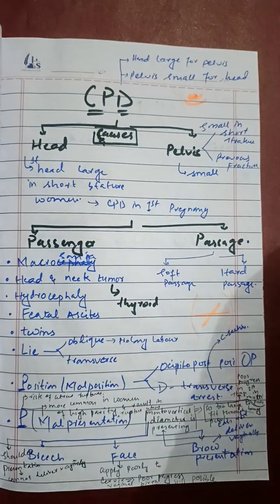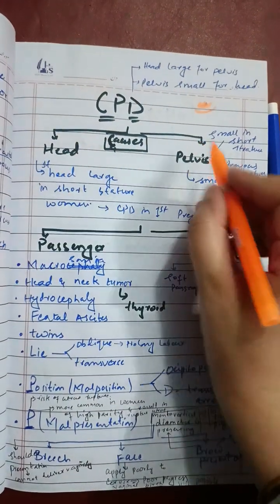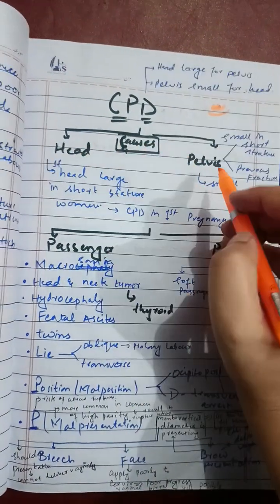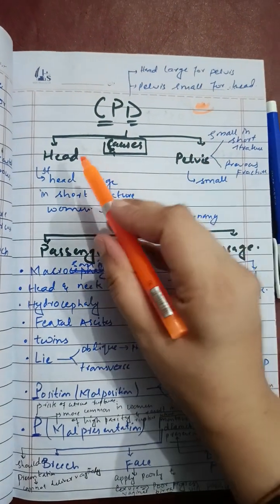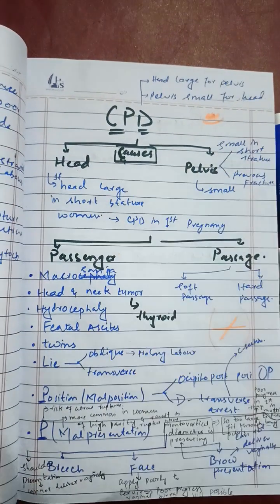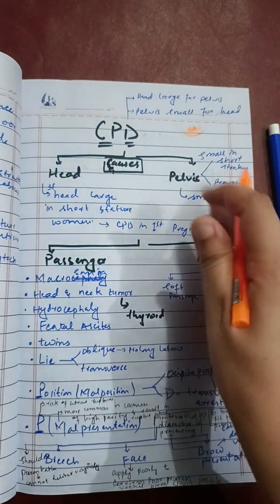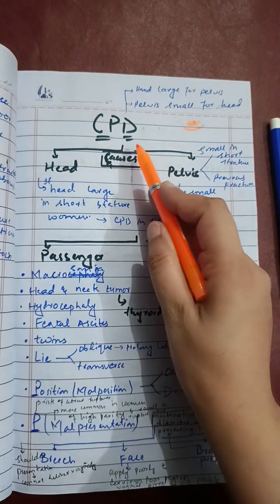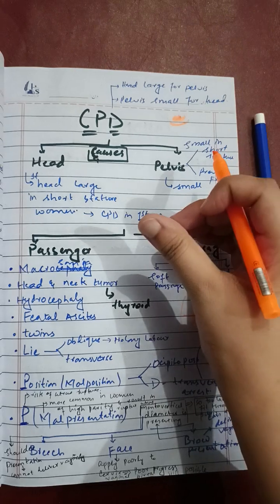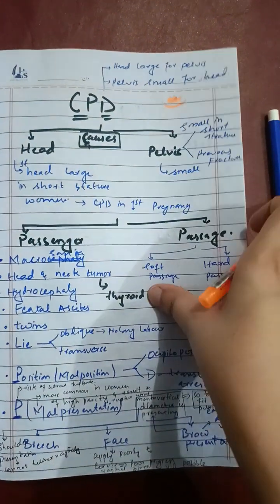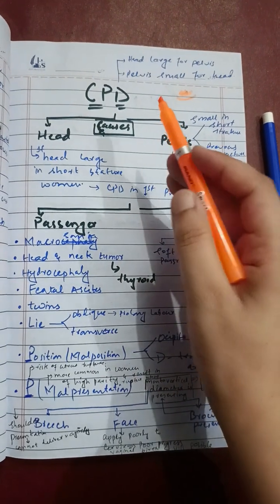In cephalopelvic disproportion, basically there is a mismatch between the fetal head and the pelvis. Either the head is too large for the pelvis, or the pelvis is too small for the head. This results in cephalopelvic disproportion, due to which the progress of labor becomes slow and it leads to prolonged labor.